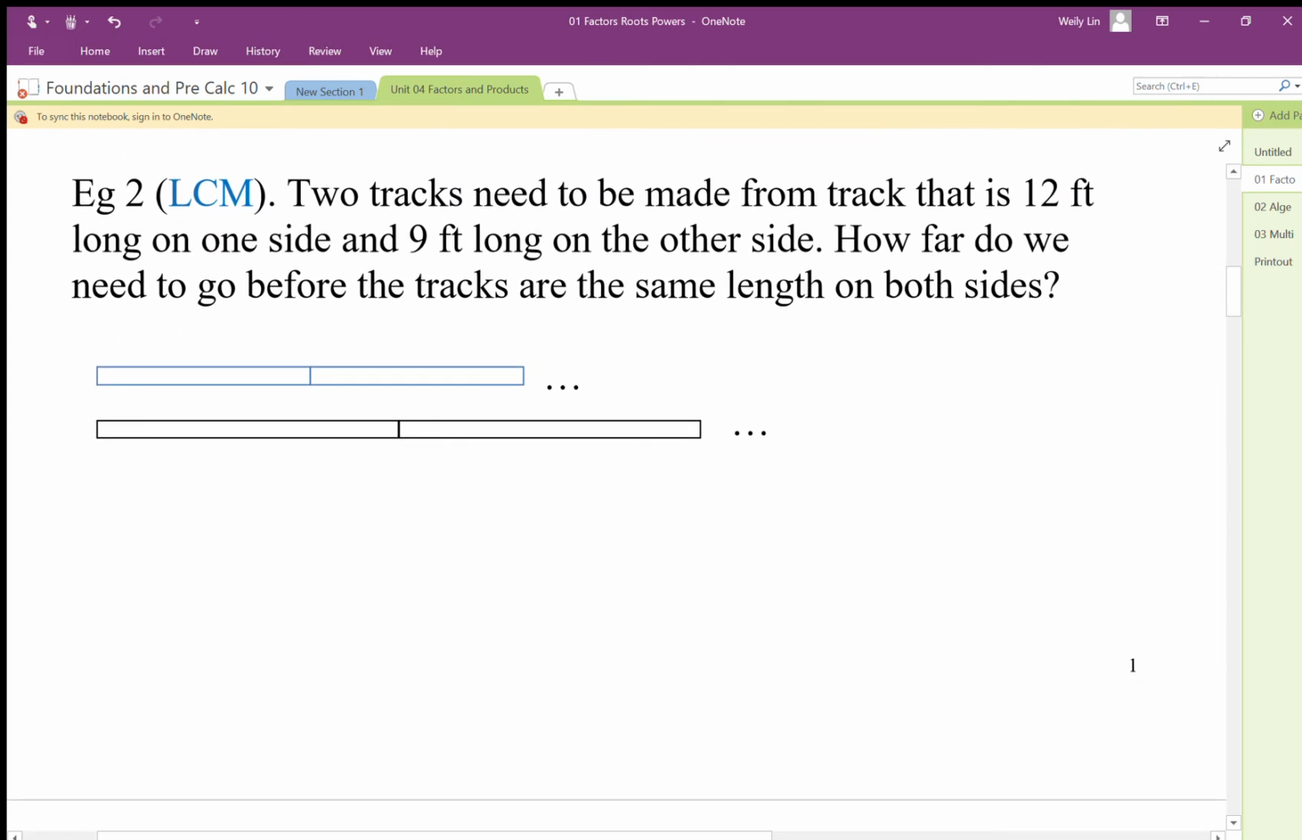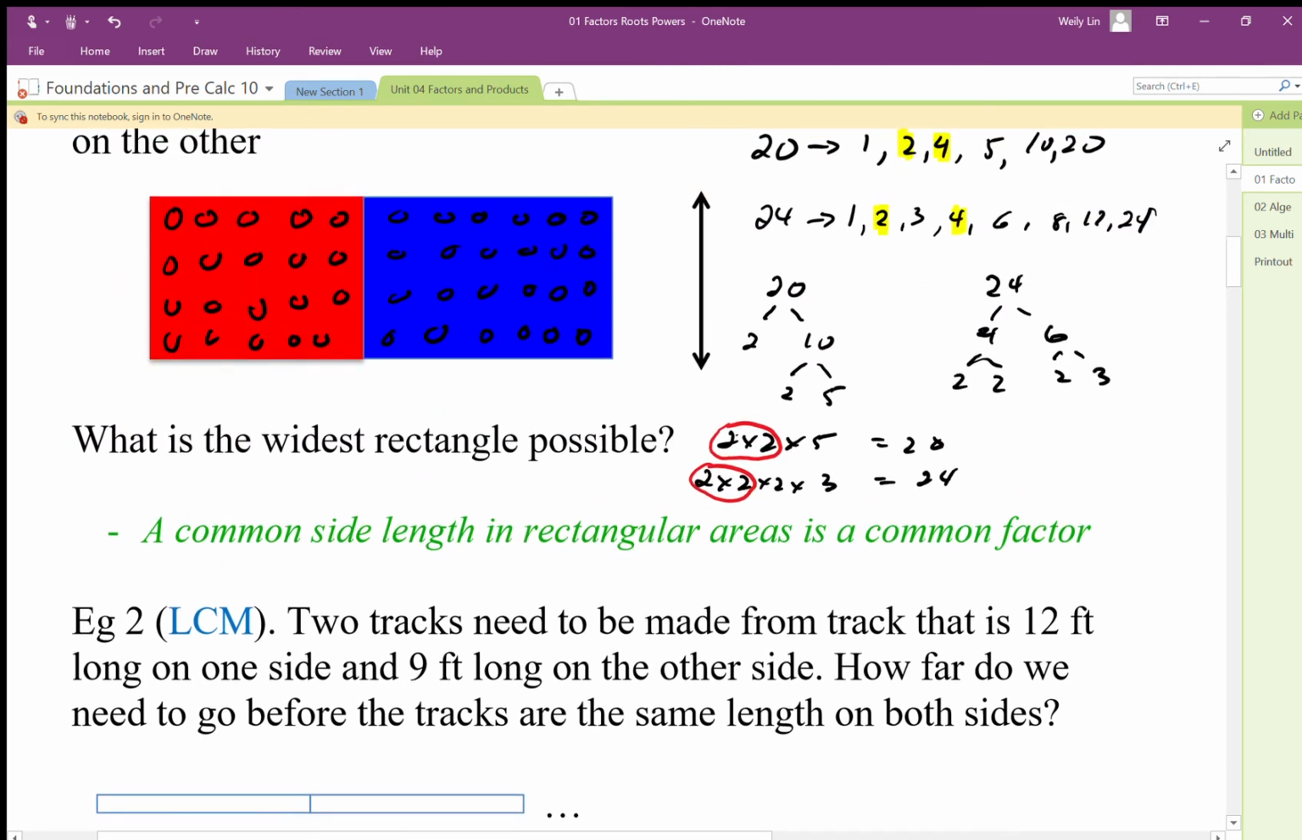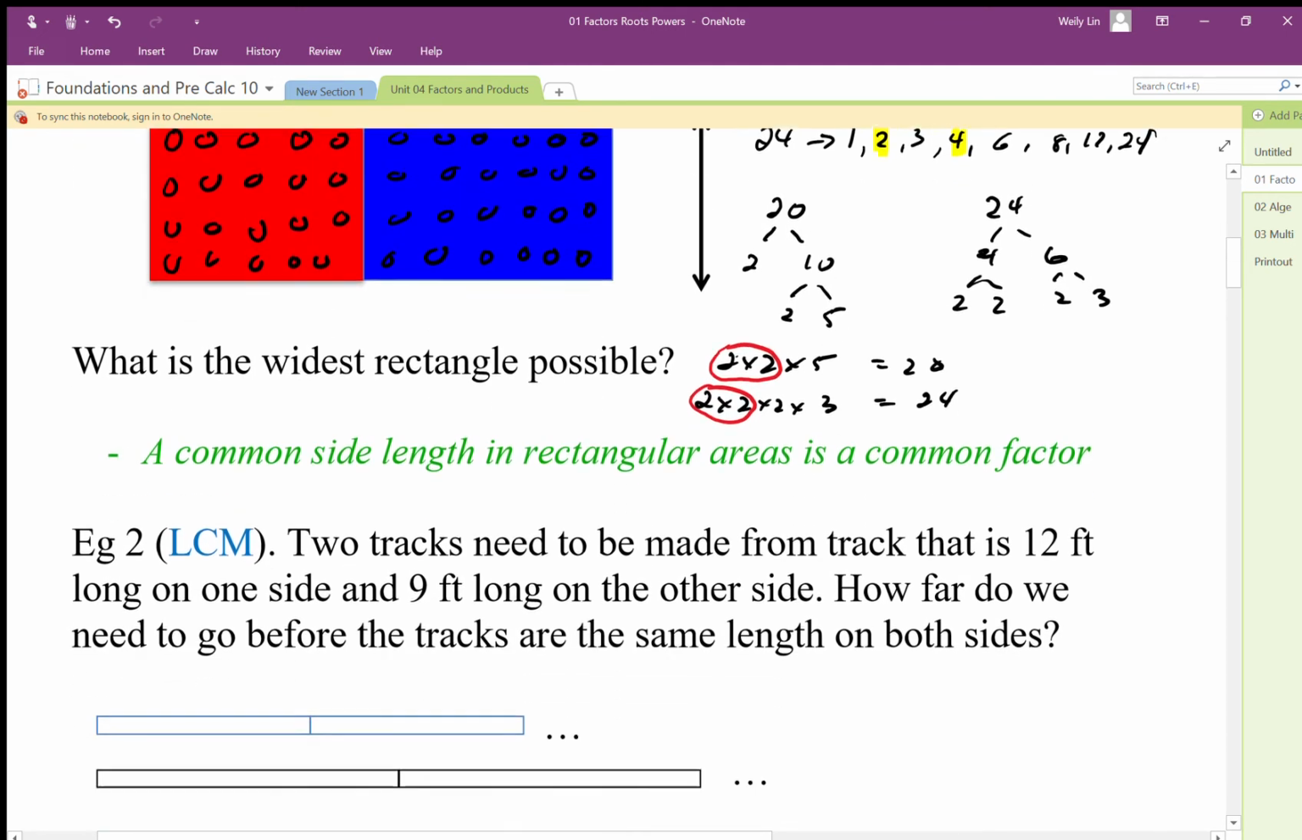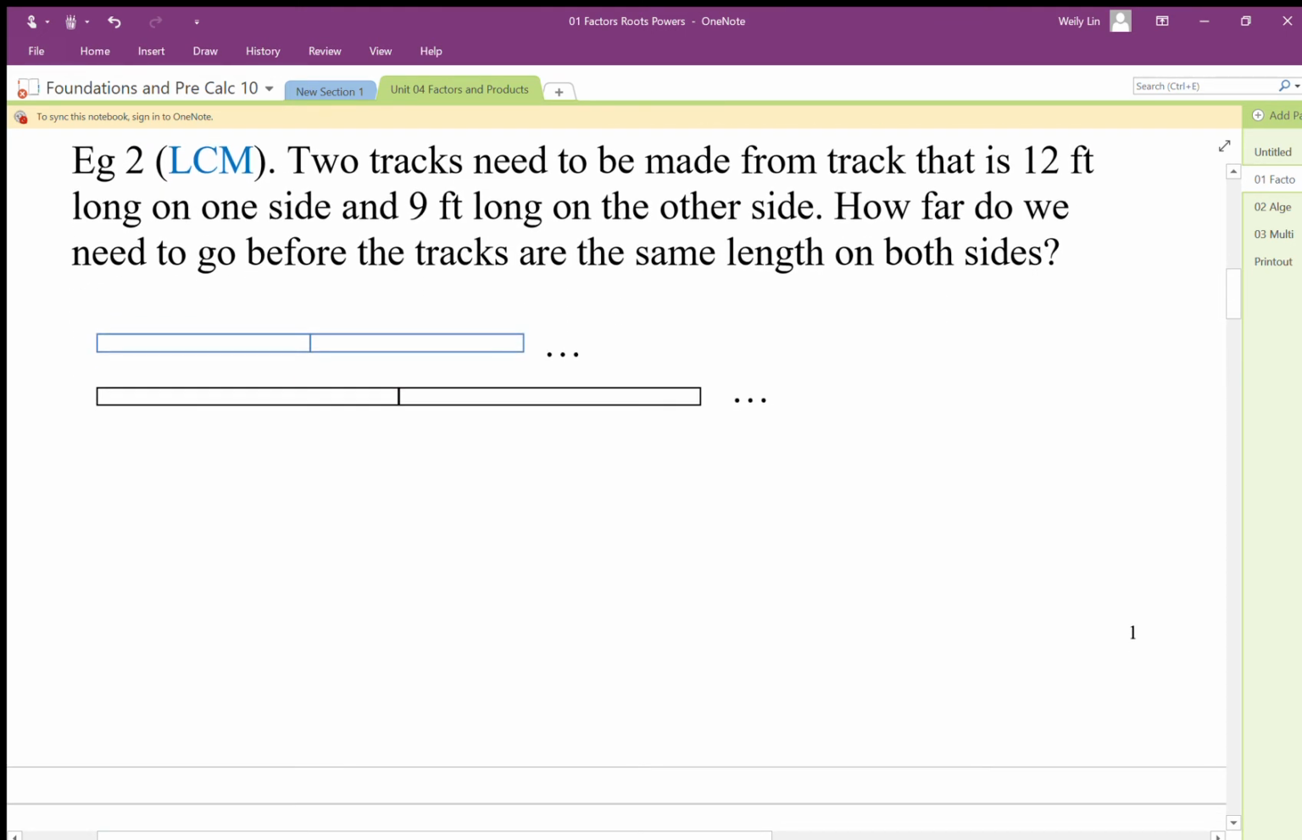So the lowest common multiples are when we grow numbers. So factors are when we break apart or fracture numbers. Multiples are when we grow numbers or do multiples, right?